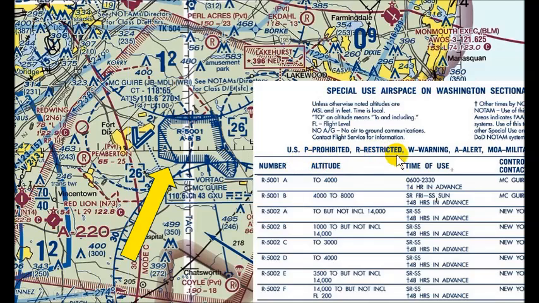Anytime you've got prohibited, restricted, warning, alert. Alert area is just kind of be on the lookout. It's like a military officer. Just keep your eyes open and use caution, and actually be talking to somebody. We'll get into that with your radio communications video that I will be putting out soon.